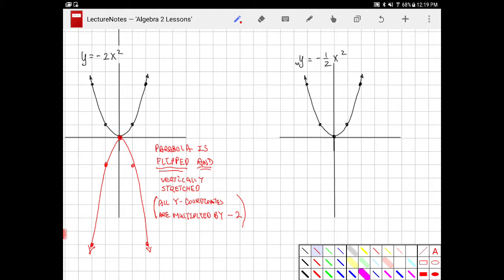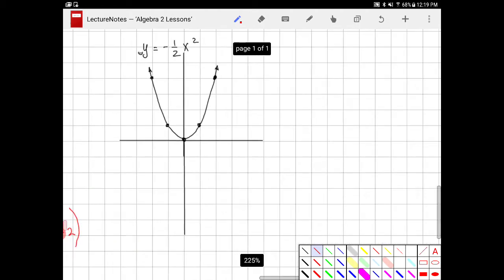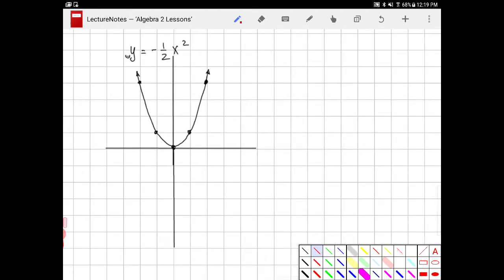Next situation, I have y is equal to negative 1/2 x squared. Pause the video, see if you can figure this out. And if you were to guess that it would look something like this, because based on intuition and what happened in the previous example, then you're absolutely right. So the parabola ends up looking like this.